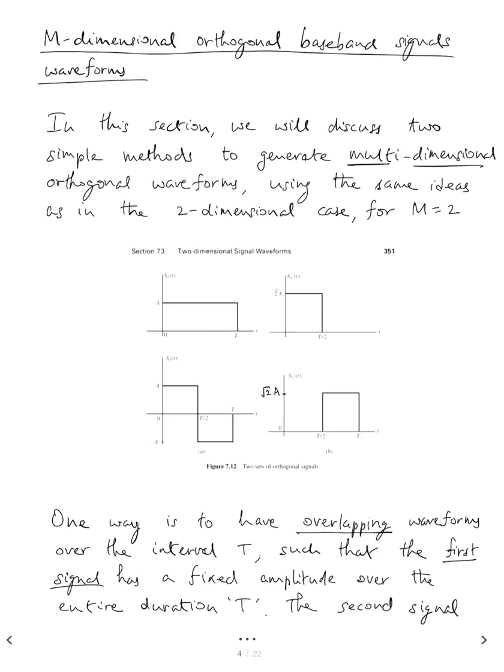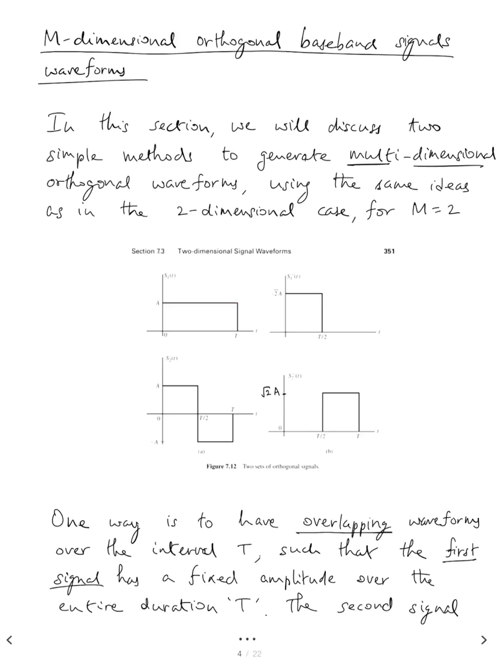One is the overlapping method, where we start with one pulse and we create the second pulse which has the same amplitude but opposite polarities for half and half of the duration. For half the duration it has the same polarity as the first signal, and for the second half it has the opposite polarity as the first signal.